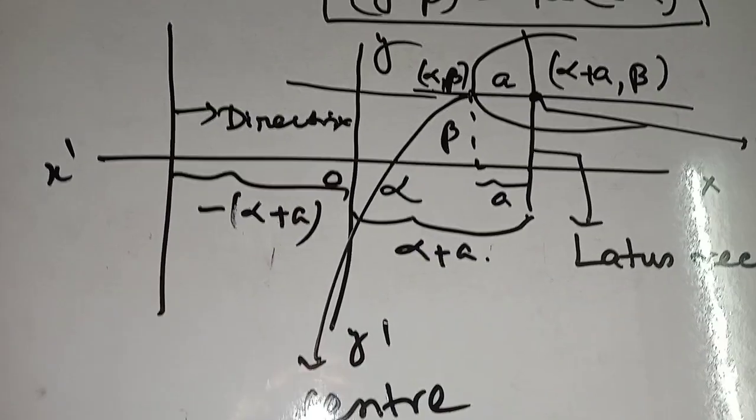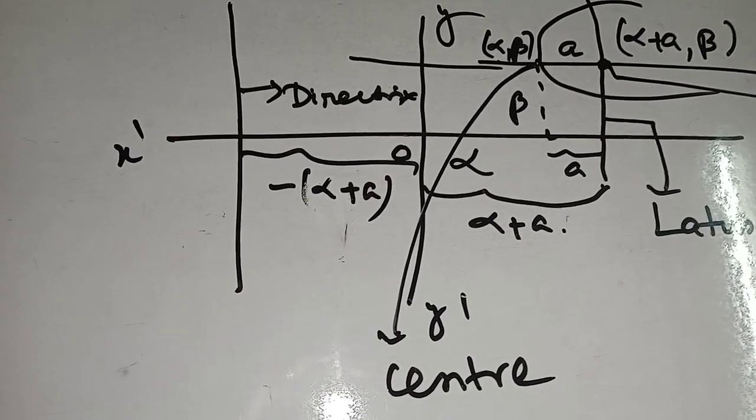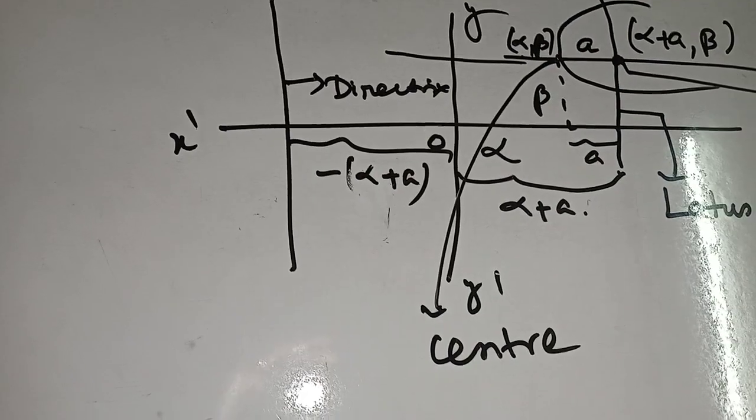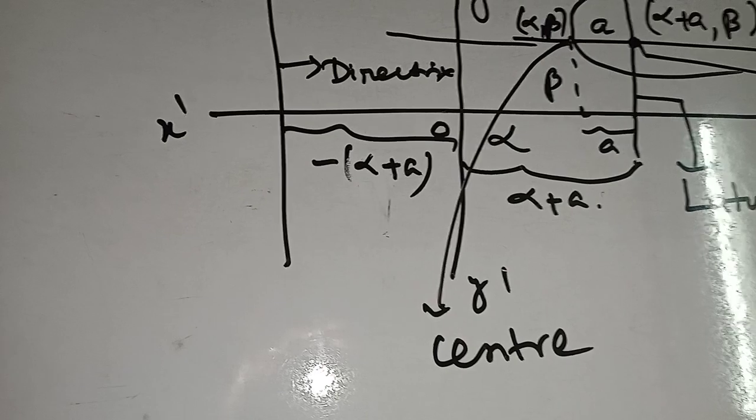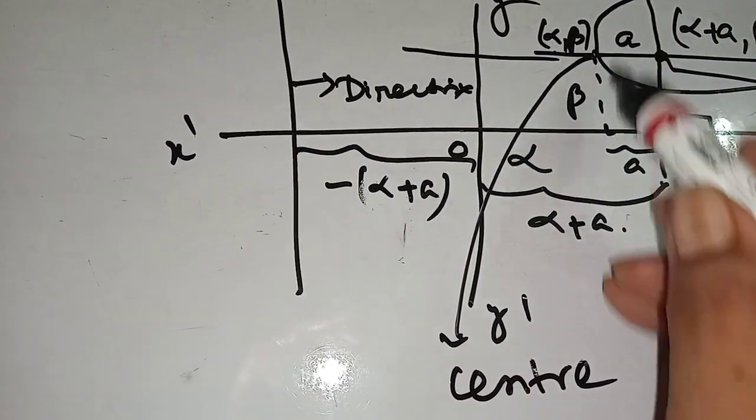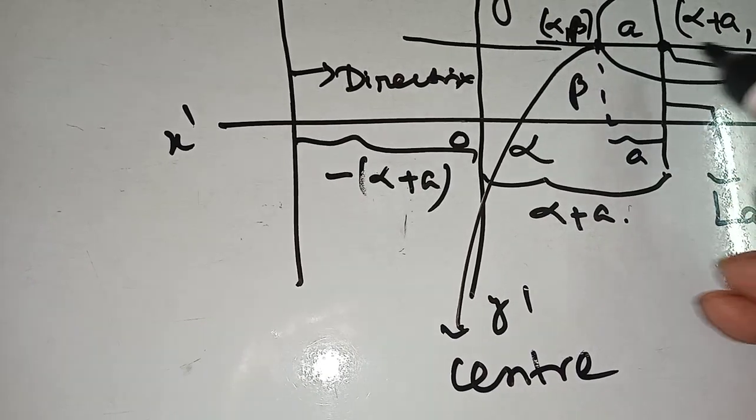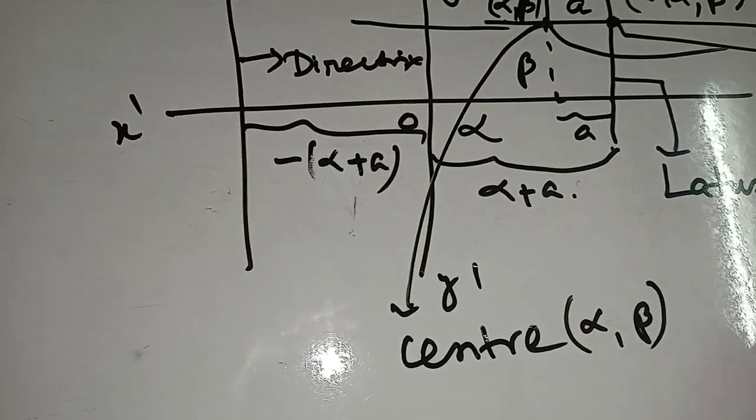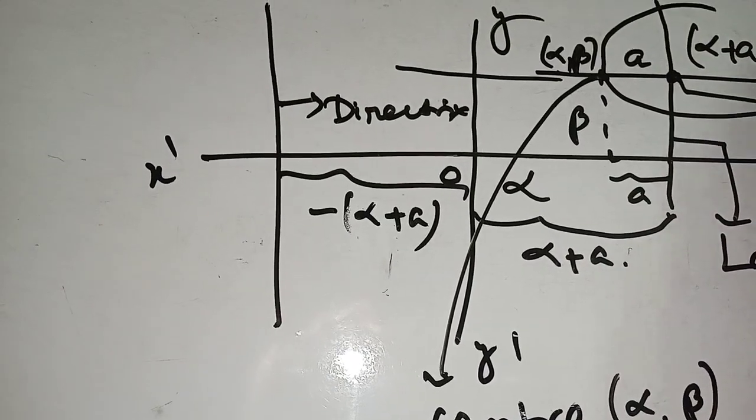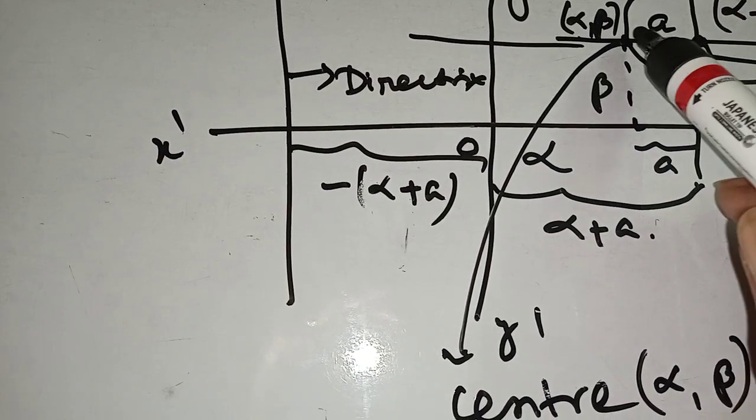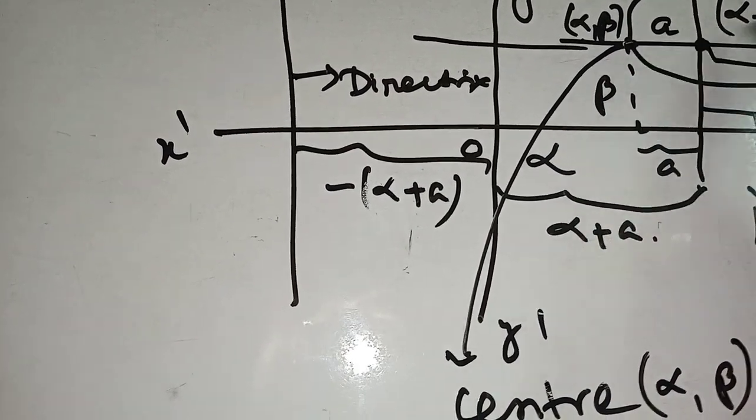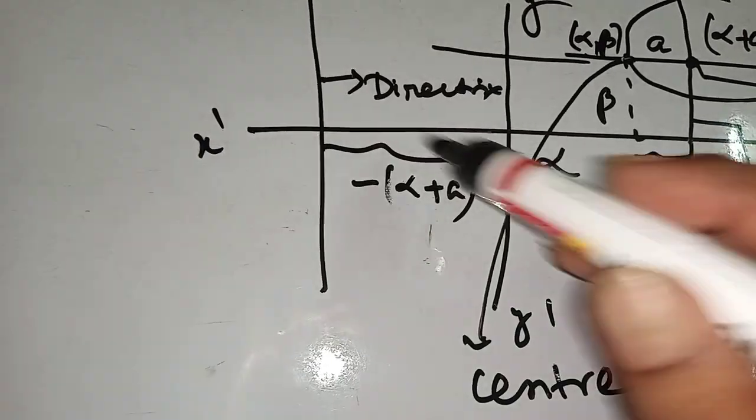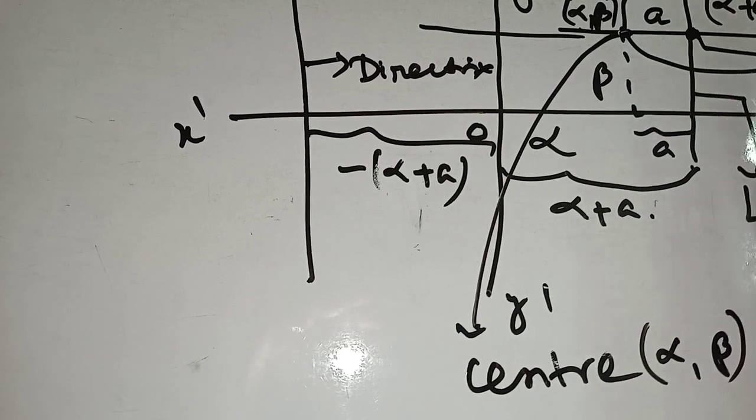That means in the diagram you see, when the center is shifted to alpha beta, this part is alpha and this is beta. This is the center, and the center will be alpha comma beta. The focus is alpha plus a comma beta, that means this is alpha and from here to here is a. This is the focus, this is the directrix, and this is the latus rectum.